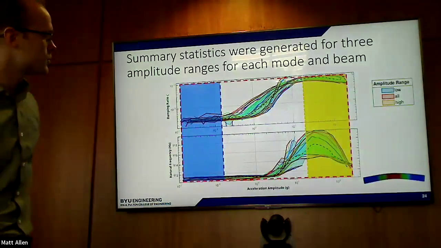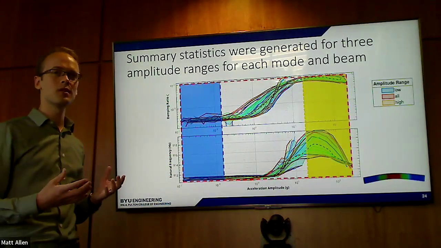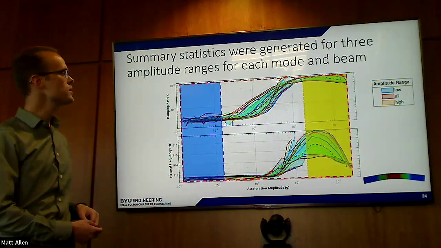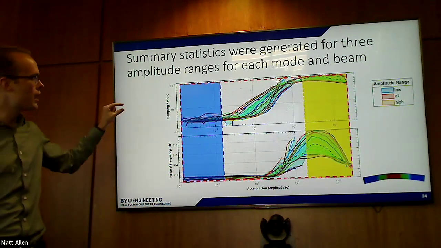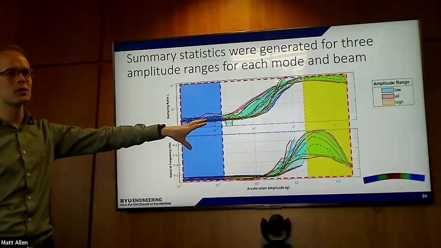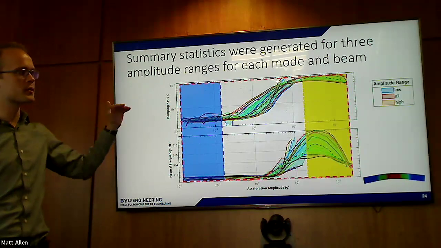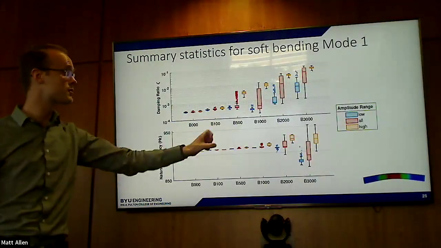We also, in order to show a lot of data at once and the trends with respect to powder pocket thickness, looked at the summary statistics at a given amplitude. So at the low amplitude range and at the high amplitude range, as well as across the full amplitude range, what was the median, the max, and the min. And that's what is shown in these graphs.